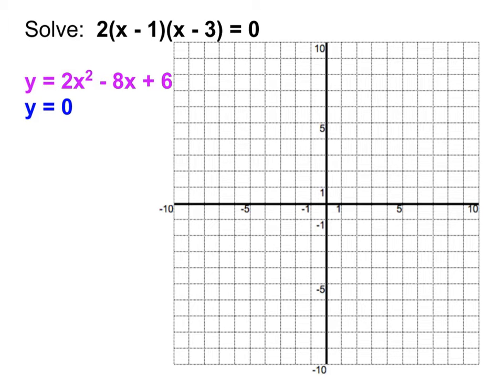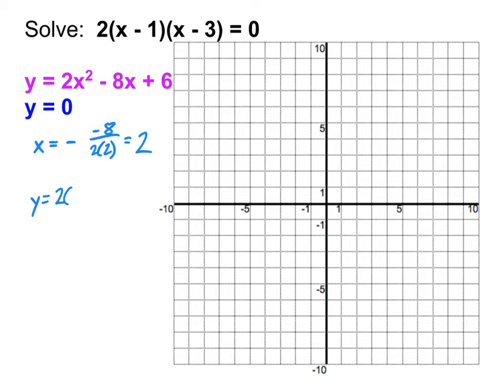And now we look at actually making the graphs. So for that first one, if I'm going to graph it, I've got to find the vertex. To find the vertex, I use x equals negative b over 2a. So in this case, that's going to be x equals negative negative 8 over 2 times 2. So we end up getting x equals 2, because we're doing 8 divided by 4.